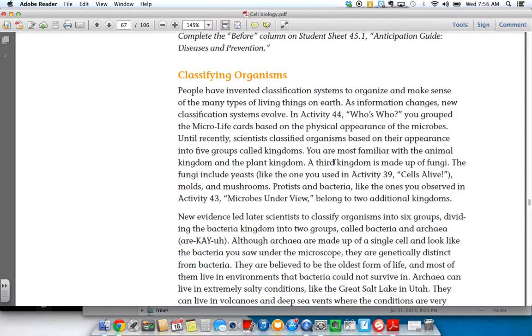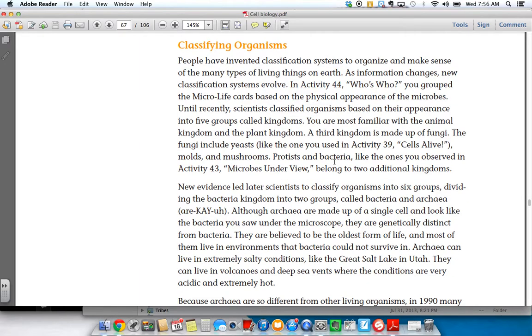In Activity 44, Who's Who, you grouped the micro-life cards based on the physical appearance of the microbes. Until recently, scientists classified organisms based on their appearance into 5 groups called kingdoms. You are most familiar with the animal kingdom and the plant kingdom. A third kingdom is made up of fungi. The fungi include yeasts, like the one you used in Activity 39, Cells Alive, molds, mushrooms as well. Protists and bacteria, like the ones you observed in Activity 43, Microbes Under View, belong to 2 additional kingdoms.